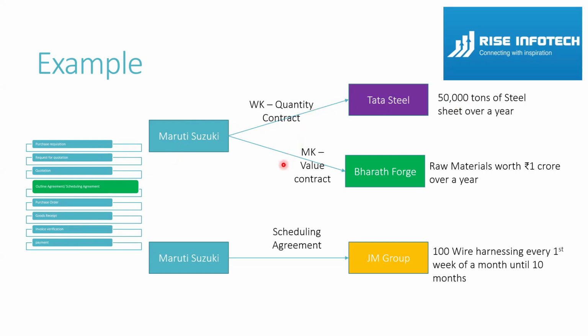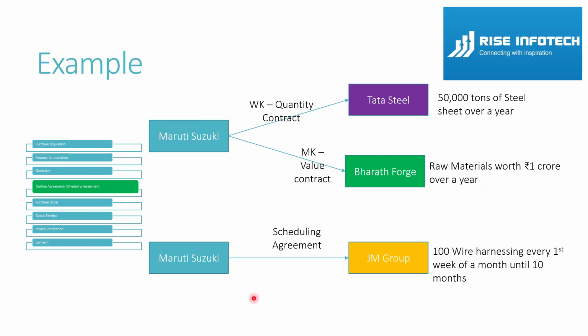But when it comes to a value contract, Maruti Suzuki also has Bharat Forge, who supply raw materials, and basically they deal with them saying we will buy raw materials worth 1 crore over a year. So we can negotiate based on that, either with the quantity we can have a contract, or with the value we can have a contract. So this is about contract.